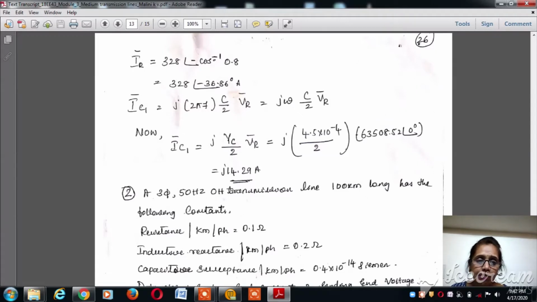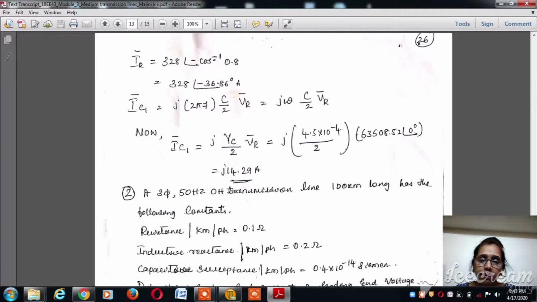Now IC1 is equal to J into omega C into VR. Here, in place of C, we get C divided by 2, and in place of omega, we get 2 pi f, because the frequency of the line is known. So J into omega into C divided by 2 into VR. Omega into C divided by 2 is nothing but YC divided by 2, because it is the admittance.